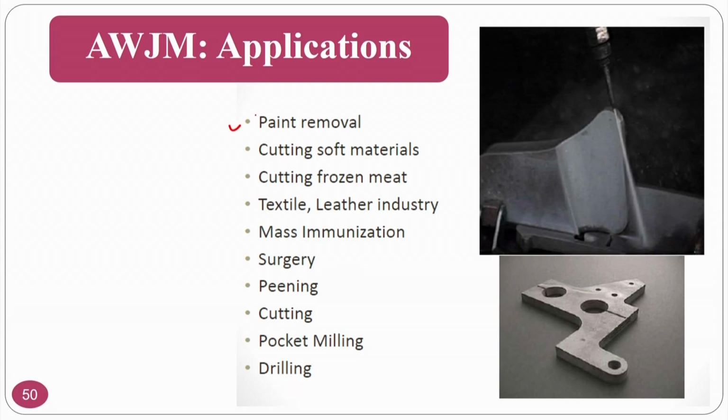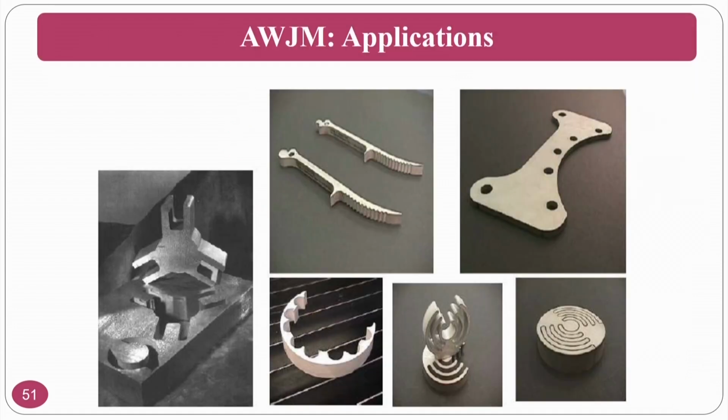If you look at the applications, you can use it for paint removal, and cutting of soft material, frozen meat and textile. Frozen meat and similar things are cut not with abrasive water jets but with plain water jets, and you can use them for pinning, cutting and other things. These are some of the applications cut by the abrasive water jets. Very fine cuttings can also be done using the CNC controls.